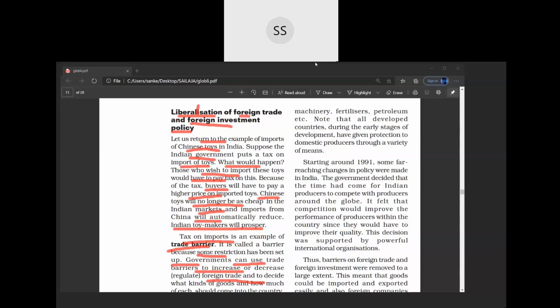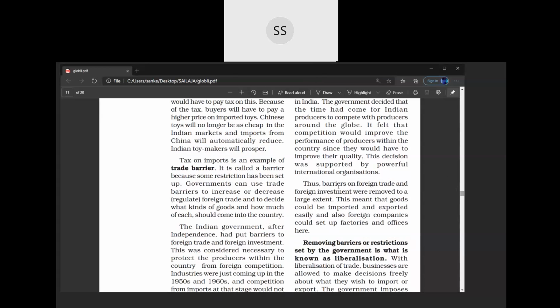ये government के ऊपर है. It is up to the government whether it has to reduce the trade barrier or to increase the trade barrier. If the government sees that our producers are going into a loss, then our government can put a trade barrier. So that is how it can do.